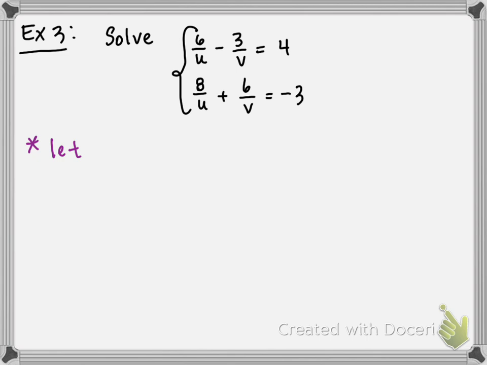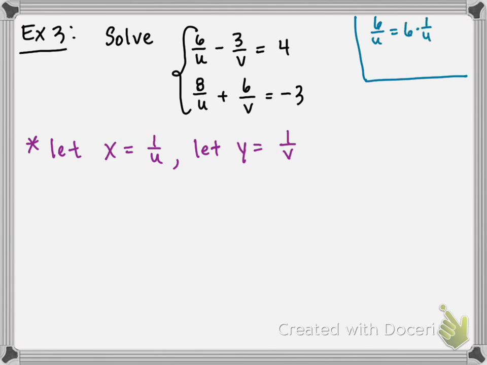A let statement means I'm going to make a mathematical statement about what I don't like in my current mathematical statement. So I'm going to let x equal 1 over u, and I'm going to let y equal 1 over v. That's because I have this fraction, and I'm going to write it off to the side so we can see it. I have 6 over u, but doesn't that equal 6 times 1 over u? And I have negative 3 over v. Doesn't that equal negative 3 times 1 over v?